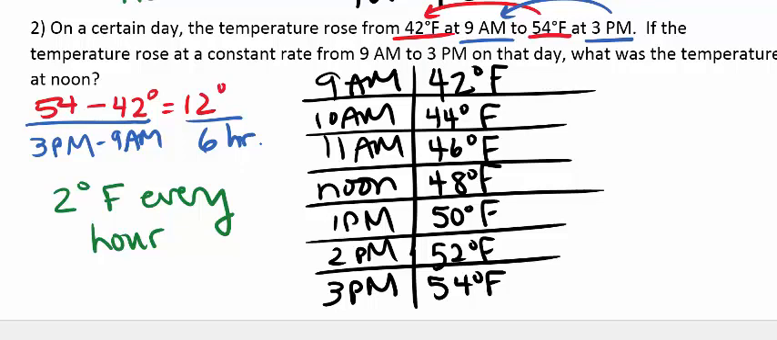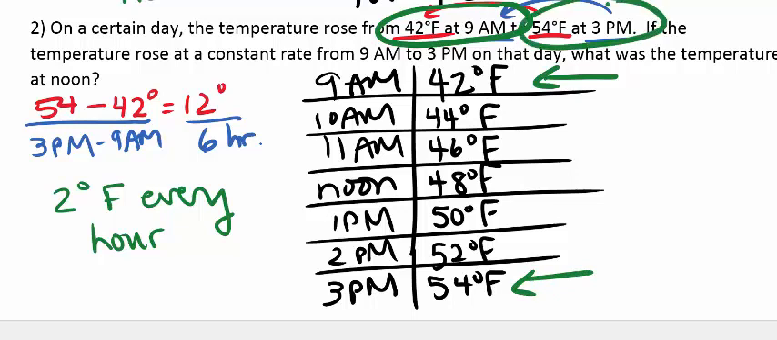So if we start at 9 a.m. in our chart at 42 degrees, and we go up 2 degrees every hour, at 10 a.m. we're at 44 degrees, 11 a.m. 46 degrees, at noon we're at 48, 1 p.m. 50, 2 p.m. 52, and 3 p.m. we're at 54 degrees. And so that matches up with our chart where we can see here 9 a.m. 42 degrees was right here, 3 p.m. 54 degrees is right here.